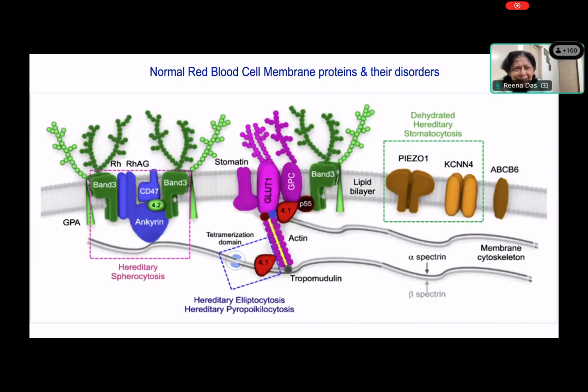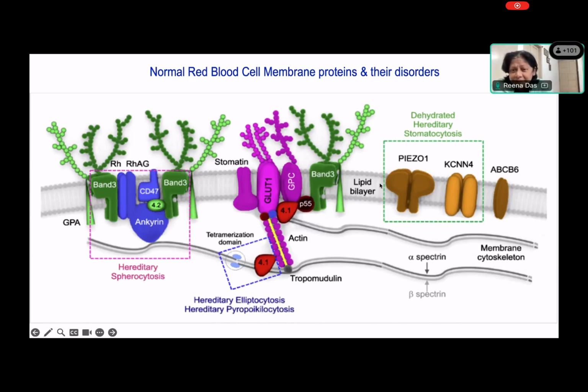And this next slide is just giving a representation of which disorders are associated with which kind of diseases. Topping the list here is hereditary spherocytosis. You can see that band 3 is also attached to CD47, 4.2 here, and the ankyrin. Any problem in these interactions is going to give rise to hereditary spherocytosis. Usually you get hereditary elliptocytosis and hereditary pyropoikilocytosis if there's a problem with the beta and the alpha spectrins.